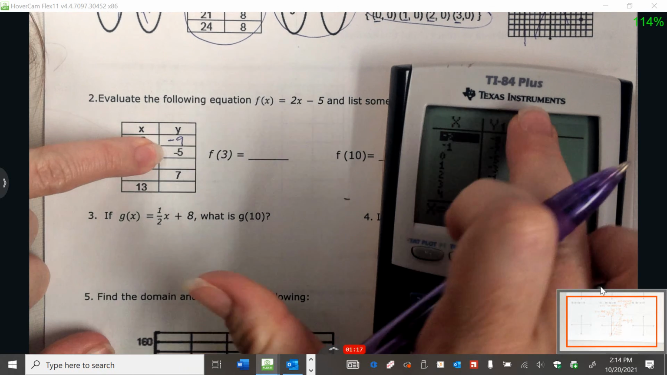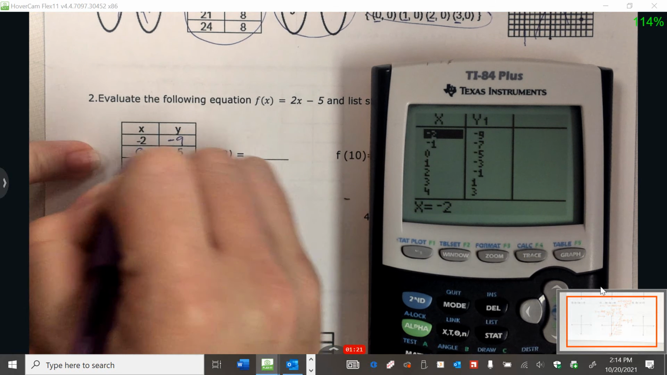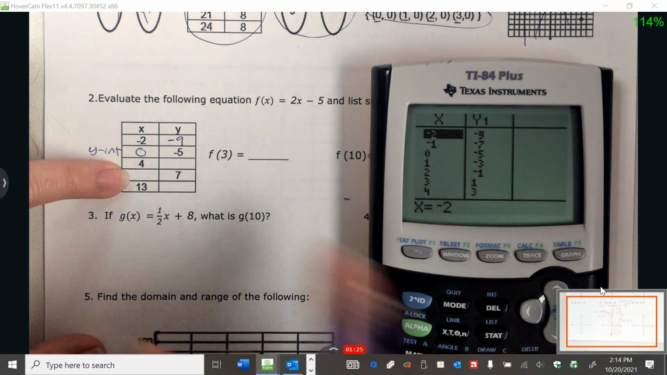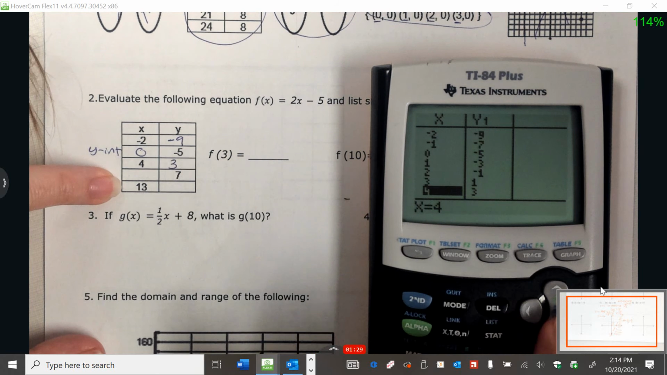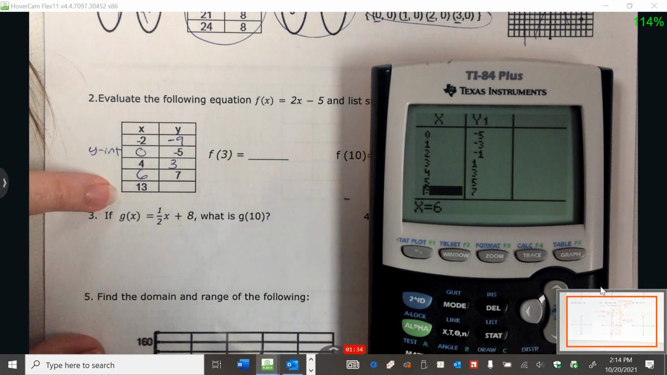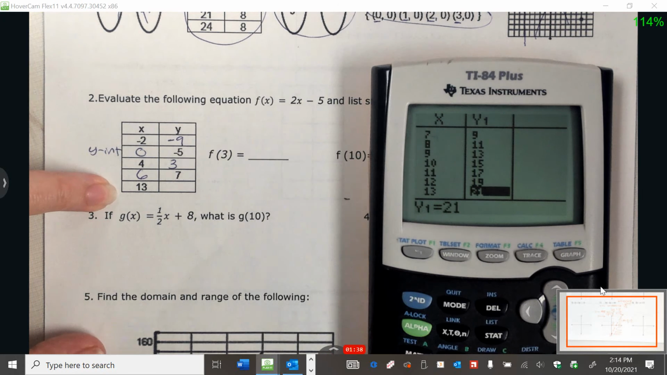where y is -5, so that's this column, x is 0. Okay, what point is that? Well, x is 0, that's my y-intercept. Okay, and then I'm going to find where x is 4, y is 3. And then I'm going to find where y is 7, x is 6. And then I'm going to find where x is 13, y is 21.